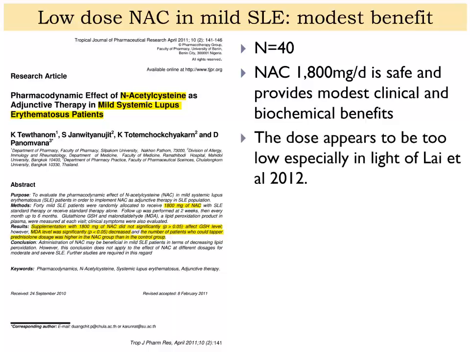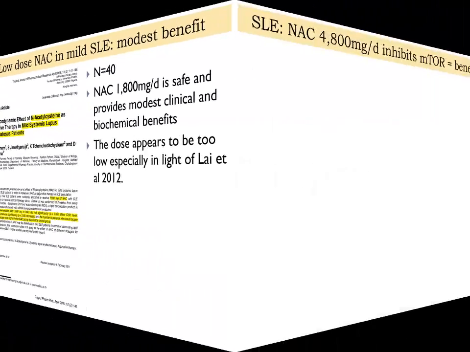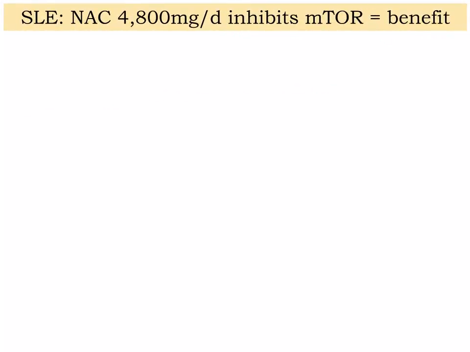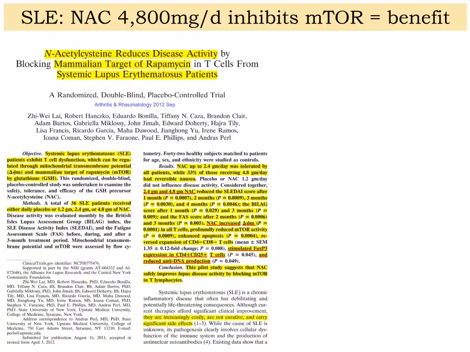In my opinion, the dose here was too low, especially when we look at the next research by Lay, published in 2012. So in this study, first of all, they used higher doses. You'll notice they used 4,800 milligrams per day. So that's about 1,500 milligrams, 1,600 milligrams 3 times per day. And what they showed here is that it blocked mTOR and provided major clinical benefit. This was published by the American College of Rheumatology in Arthritis and Rheumatology, September of 2012. The title of the article is N-acetylcysteine Reduces Disease Activity by Blocking Mammalian Target of Rapamycin in T cells from Systemic Lupus Erythematosus Patients.